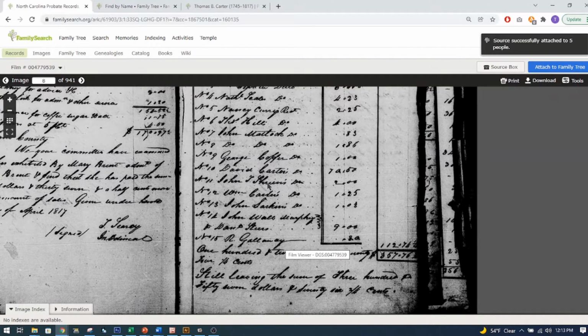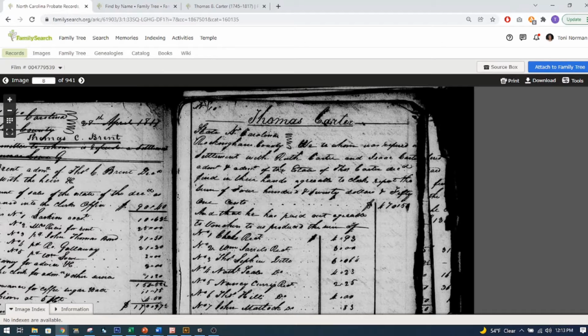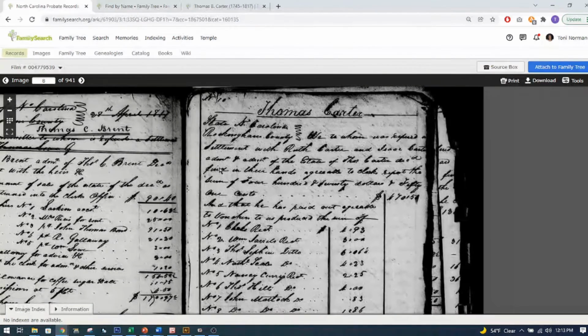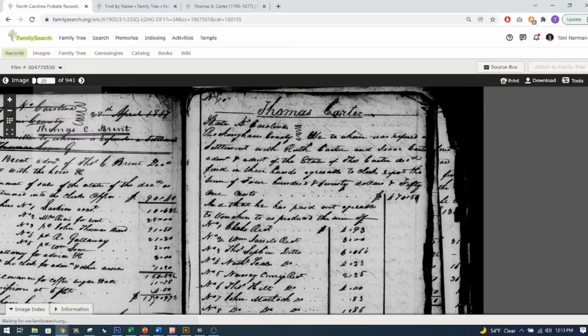Now, whoever is related to those people now has a good document showing about Thomas Carter's death and his wife being Ruth. Okay, let's go back. Oh, we're here on this record. Okay, that's what I wanted to show you at the beginning. Now I'm going to go to image 35. I skipped forward a few.